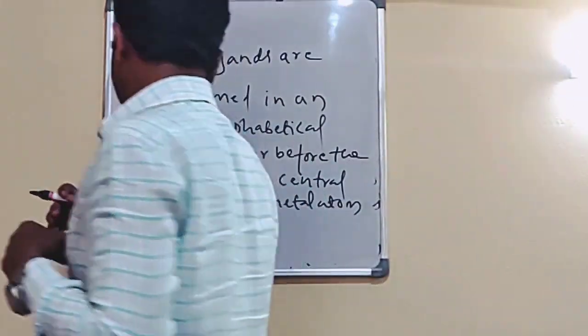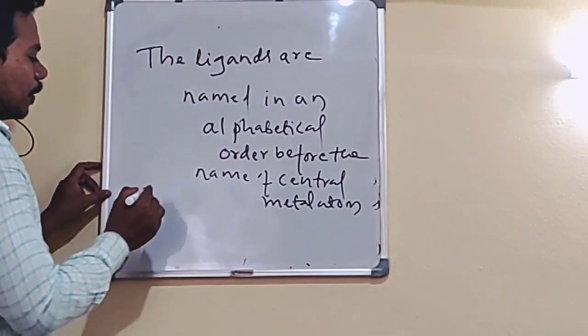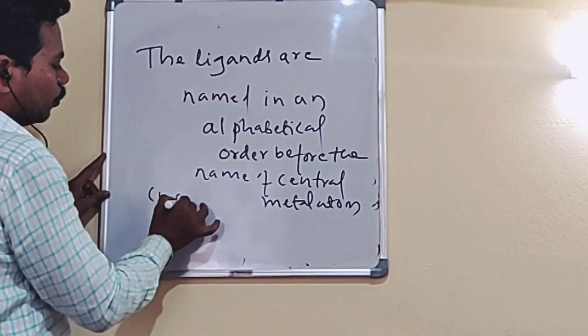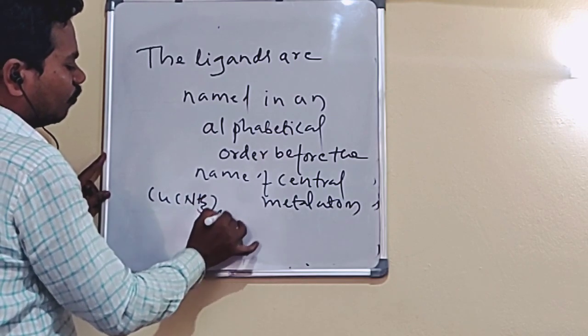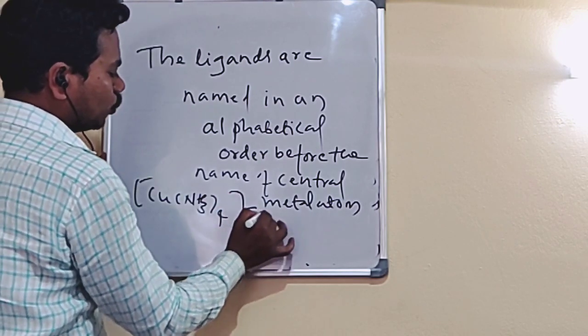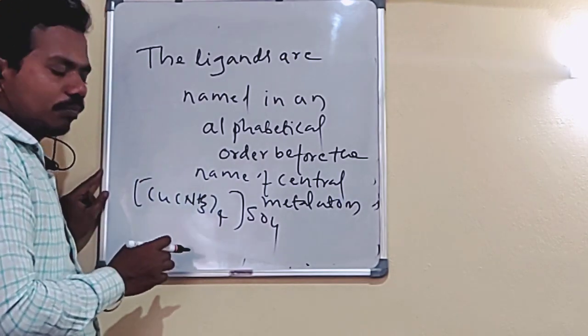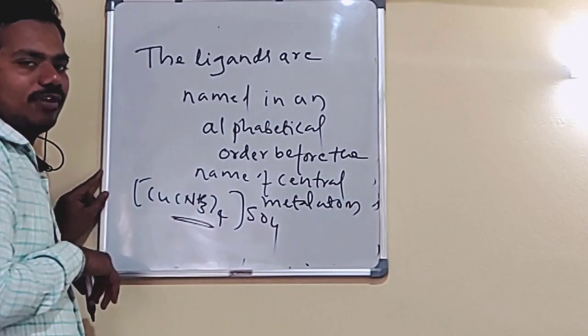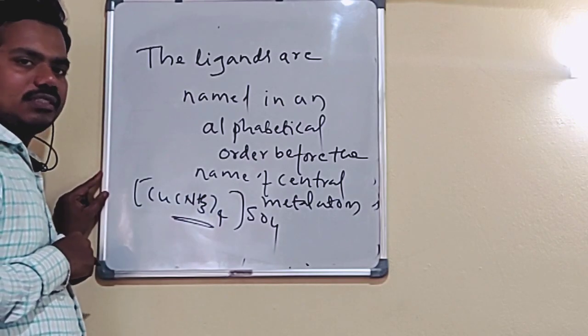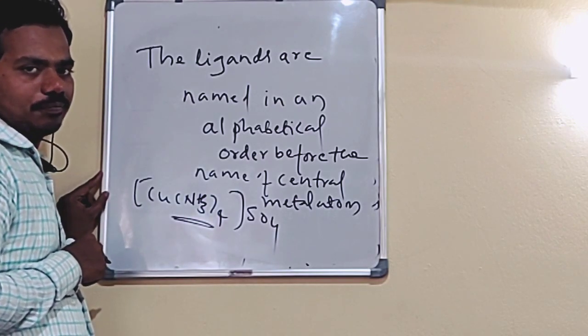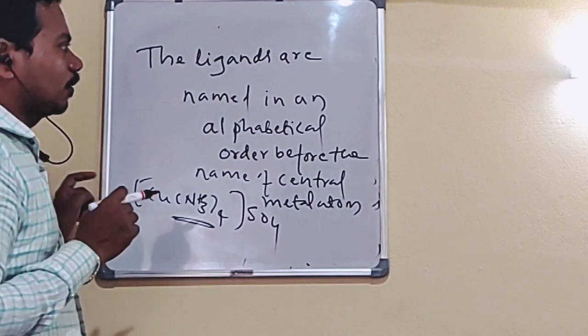Clear? And for example here, [Cu(NH3)4]SO4, right? For naming this type of complex, first we write the name of the ligands, then the name of the central metal atom or ion. Clear? Okay.